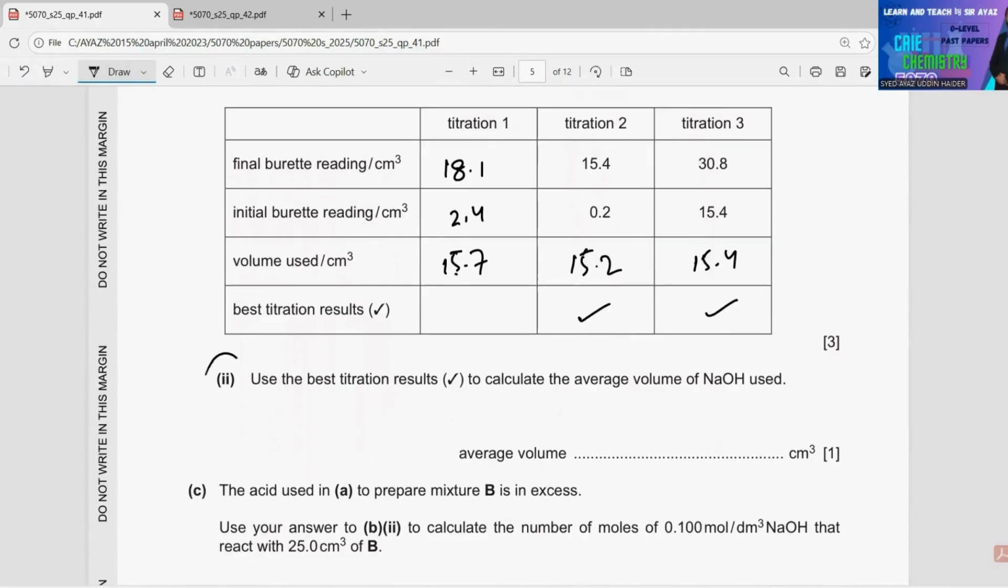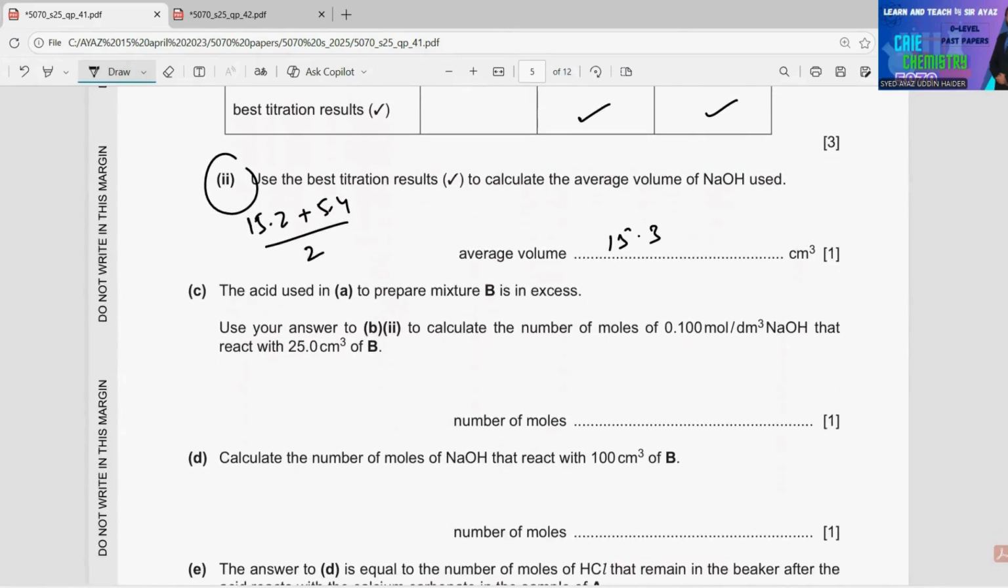Now you have to use the best titration results to calculate the average volume of NaOH used. For this, you have to add these two, 15.2 plus 15.4, and divide by 2. You will get 15.3.